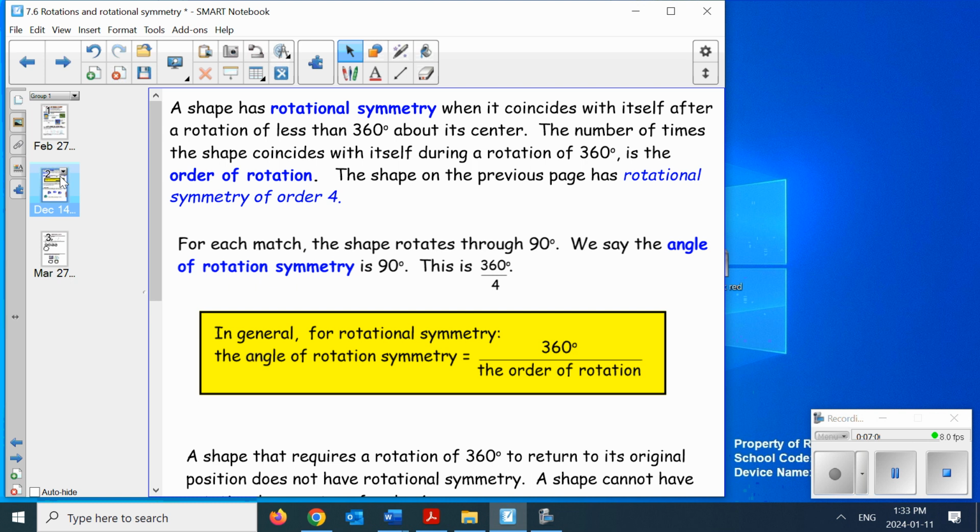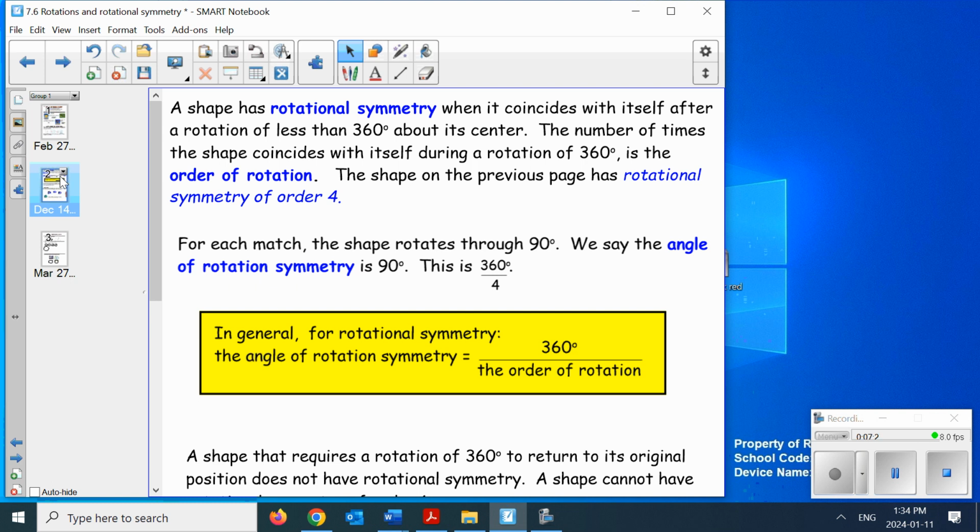The number of times the shape coincides with itself during the rotation of 360 is the order of rotation. So if it has rotational symmetry, it'll have at least order 2, because it'll come right back on itself. The one we did the example of was rotational symmetry 4. For each match, the shape rotates through 90. We say the angle of rotation is 90 degrees.